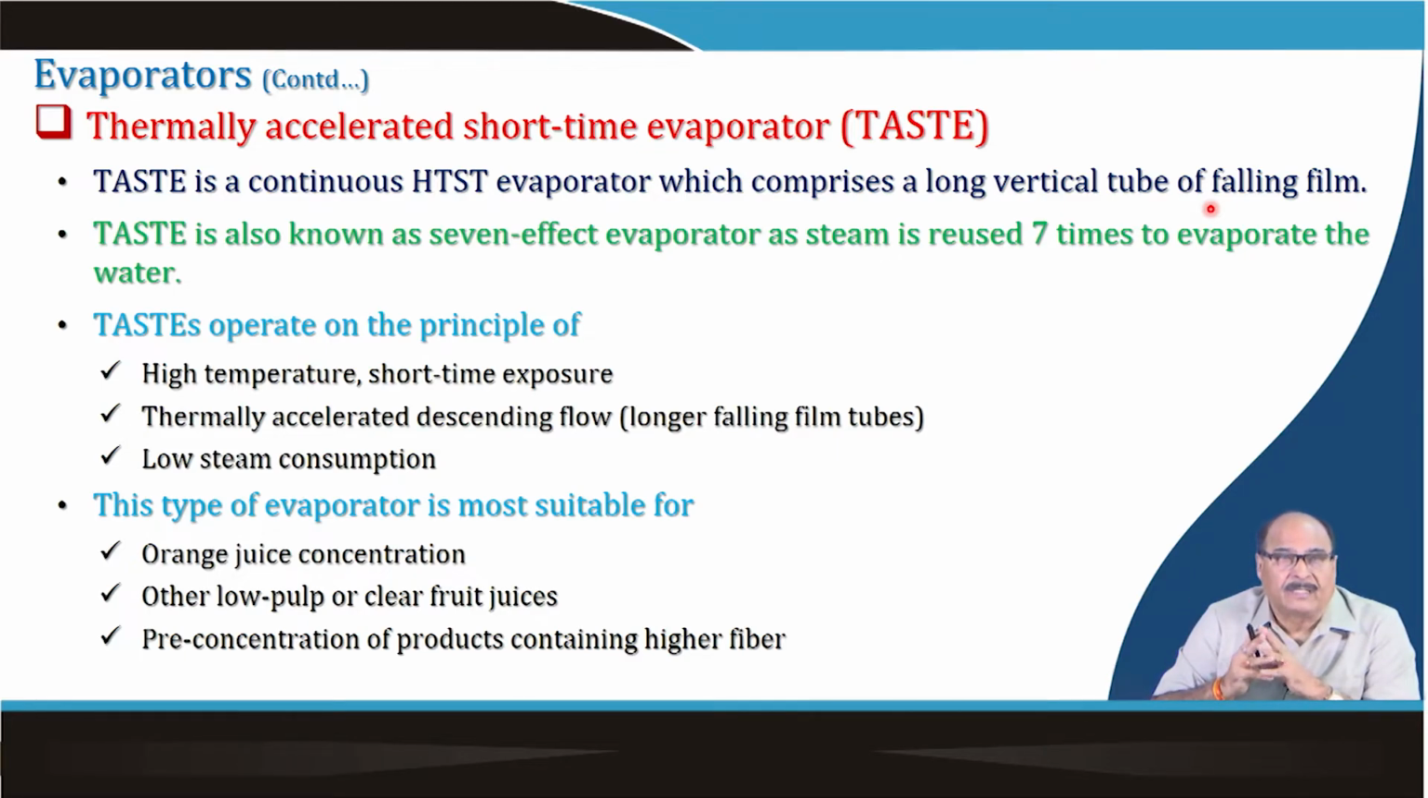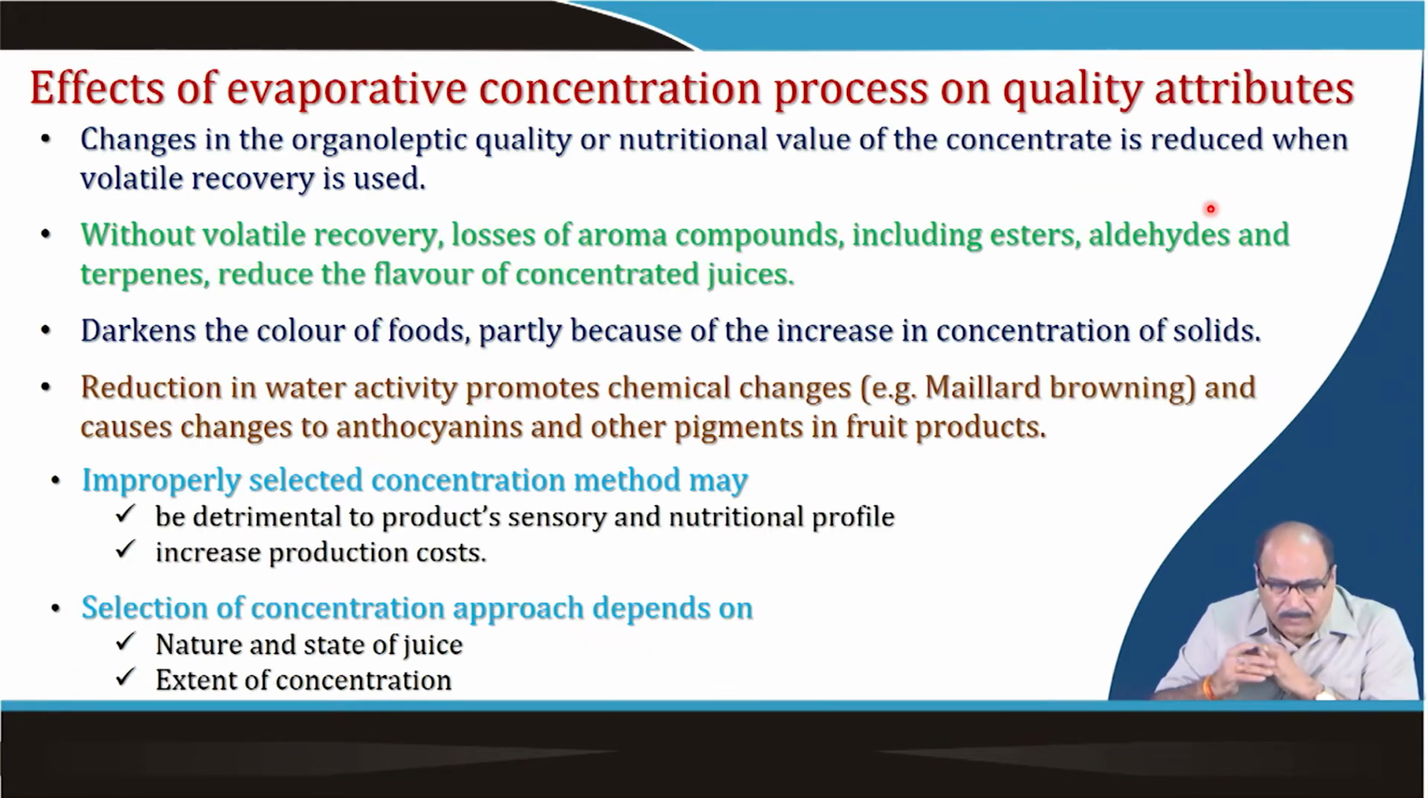TASTE operates on the principle of high temperature, short time exposure, thermally accelerated descending flow, with low steam consumption. This type of evaporator is most suitable for orange juice concentration, other low pulp or clear fruit juice concentration, or pre-concentration of products containing higher fibers.